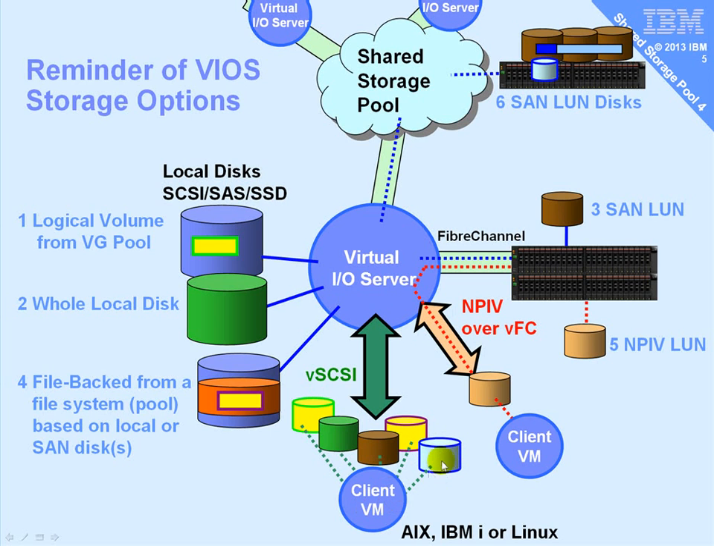Again, this client VM doesn't know what's behind the covers. That's hidden by the virtual I/O server. The nice thing is that you put these LUNs online to the virtual I/O servers once, and then you allocate space using the virtual I/O servers, not having to make changes in your back-end disks or zoning across your SAN.